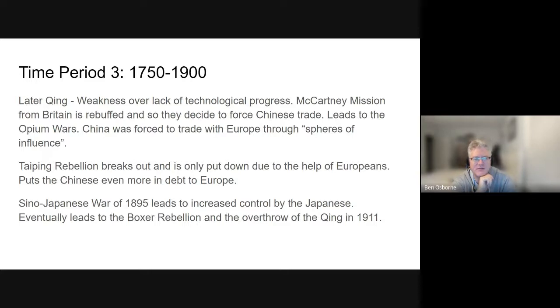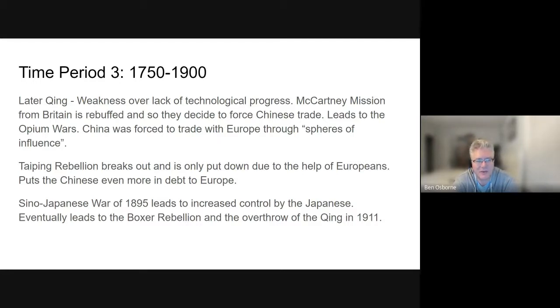Another thing that's going to happen here in the late part of this time period, around the 1850s or so, of course, is our friends in the Taiping Rebellion will break out. And it basically is only put down due to the help of Europeans. So as a result of that, then the Chinese and the Qing Dynasty are even more in debt to Europe. They don't have the ability to control their own borders. So the British and others are the ones who are having to do that.